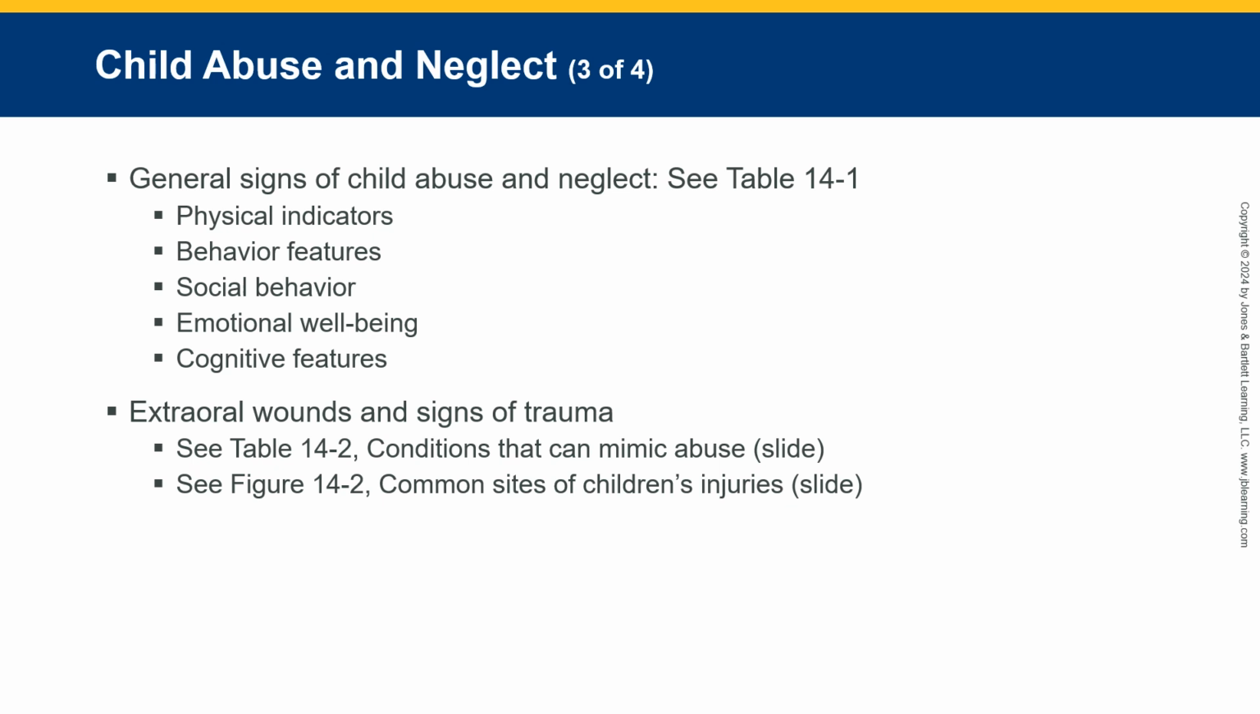Extraoral wounds and signs of trauma. Common abusive injuries inflicted on children include fractures and indicators of abusive injury. That includes unexplained fractures, multiple fractures, skin injuries, lip bruises, and head injuries, including bald spots.